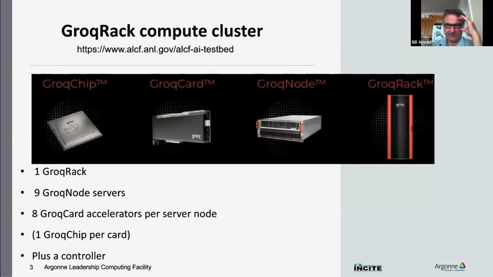We saw a chart like this in the previous presentation. At ALCF, we have a single GroqRack. It has 9 servers in it, 8 cards per node, and one chip per card. There's also a controller that is in the background.